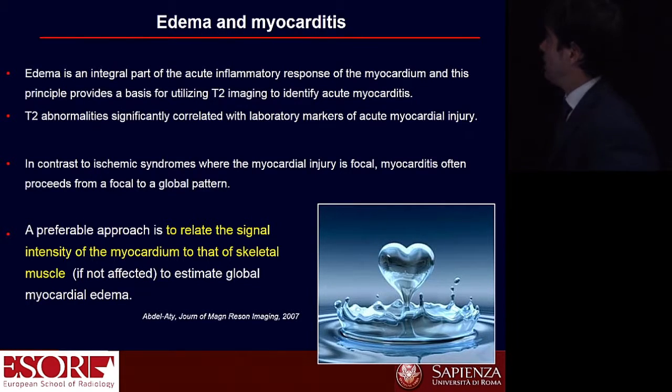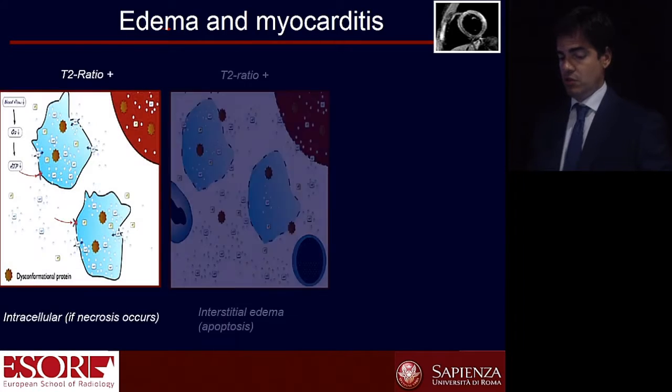This tells us what edema is. Edema is an integral part of the acute inflammatory response of the myocardium, and this principle provides a base for utilizing T2 imaging to identify myocarditis, as I told you. In contrast to ischemic syndromes, where the myocardial injury is focal, in myocarditis we may have even a diffuse process. And of course, we have to quantify edema, and that's also quite important. Let me skip this, it's a little out.